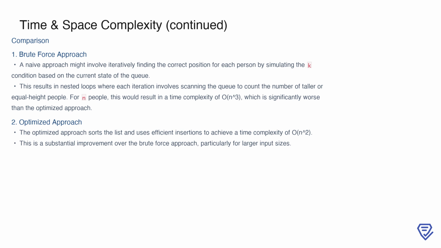To better understand the efficiency of this approach, let's compare it to a brute force solution. In a naive approach, we might simulate the k condition for each person by iterating over the queue to find their correct position. This involves nested loops where each iteration requires scanning the queue to count the number of taller or equal height people. For n people, this would result in a time complexity of O(n cubed), which is far less efficient than our optimized approach. By contrast, the optimized solution first sorts the list and then uses efficient insertions to achieve a time complexity of O(n squared). This is a significant improvement, especially for larger input sizes, and highlights the advantage of the optimized approach.